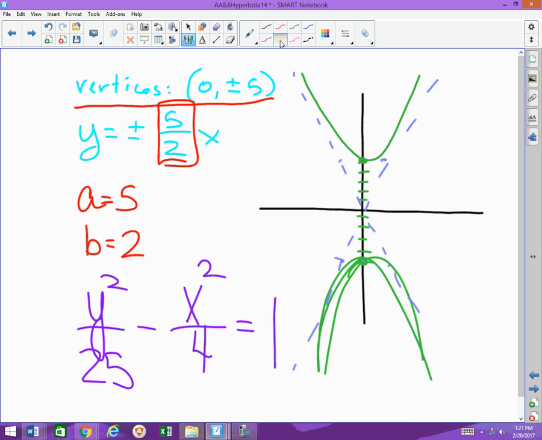Now, if it asks to find the focus points, the focus points would be the square root of 29 from the center. So 0, comma, plus and minus the square root of 29.